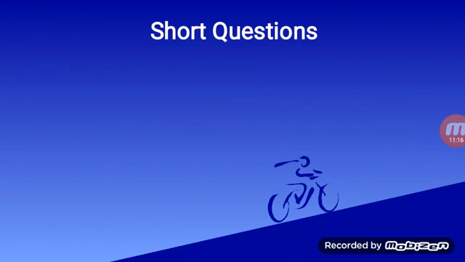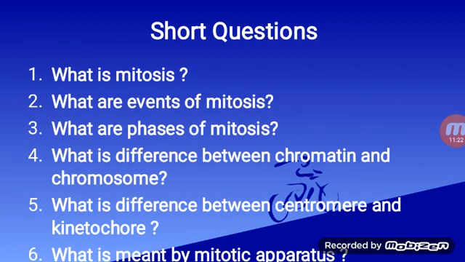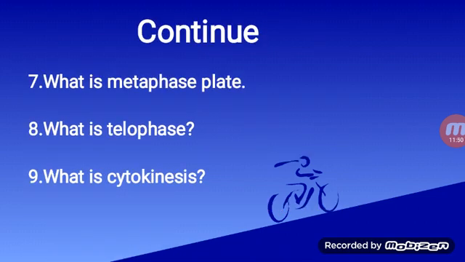Now move towards some important short questions. The important short questions are: what is mitosis? What are the events of mitosis? What are the phases of mitosis? What is the difference between chromatin and chromosome? What is the difference between centromere and kinetochore? What is meant by mitotic apparatus? What is the metaphase plate? What is telophase? Or what is the cytokinesis process?